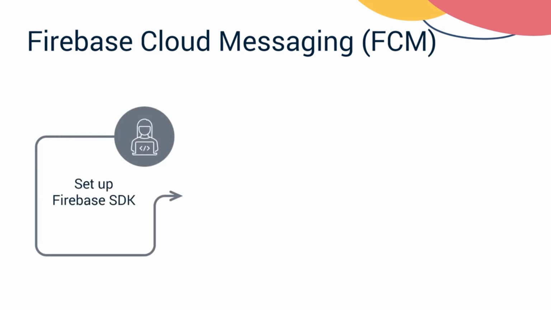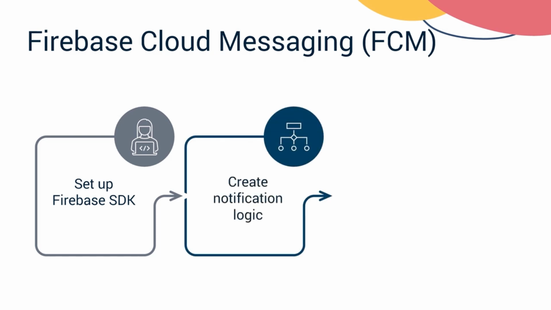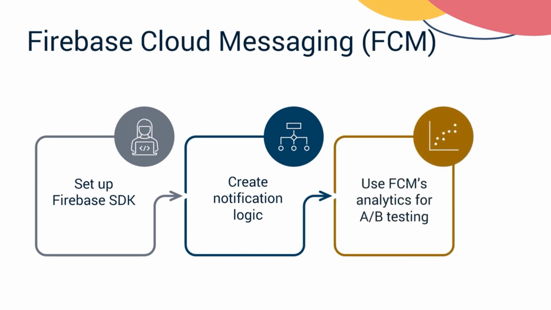First, they must set up the Firebase SDK in their app to enable notifications. Next, they create custom notification logic, defining when and how notifications are sent based on user actions. Finally, developers can use FCM's analytics for A/B testing to find the most effective notification strategies.